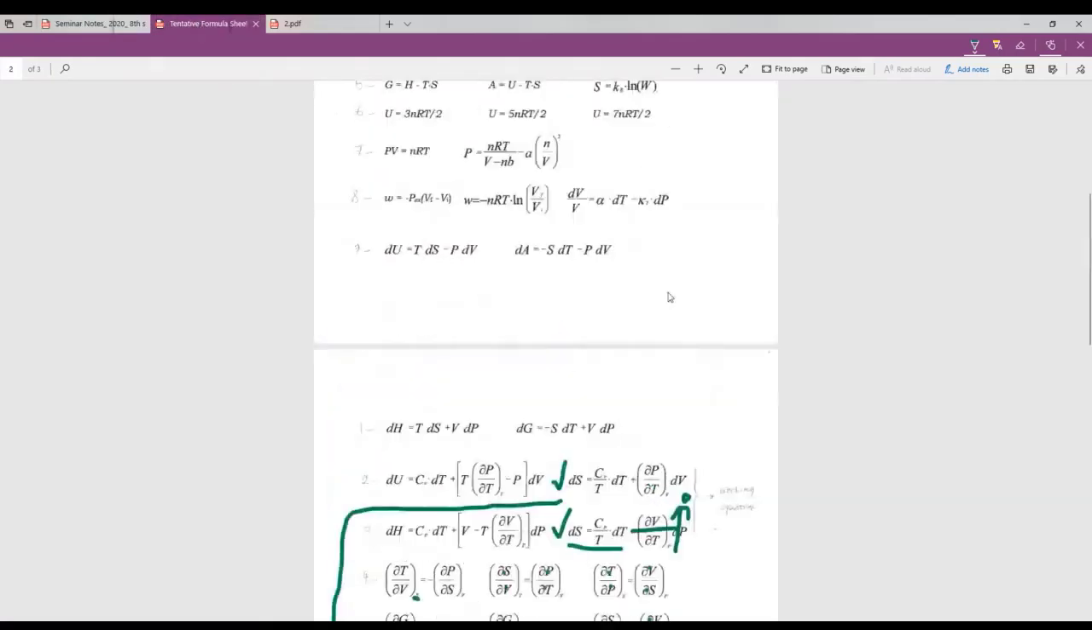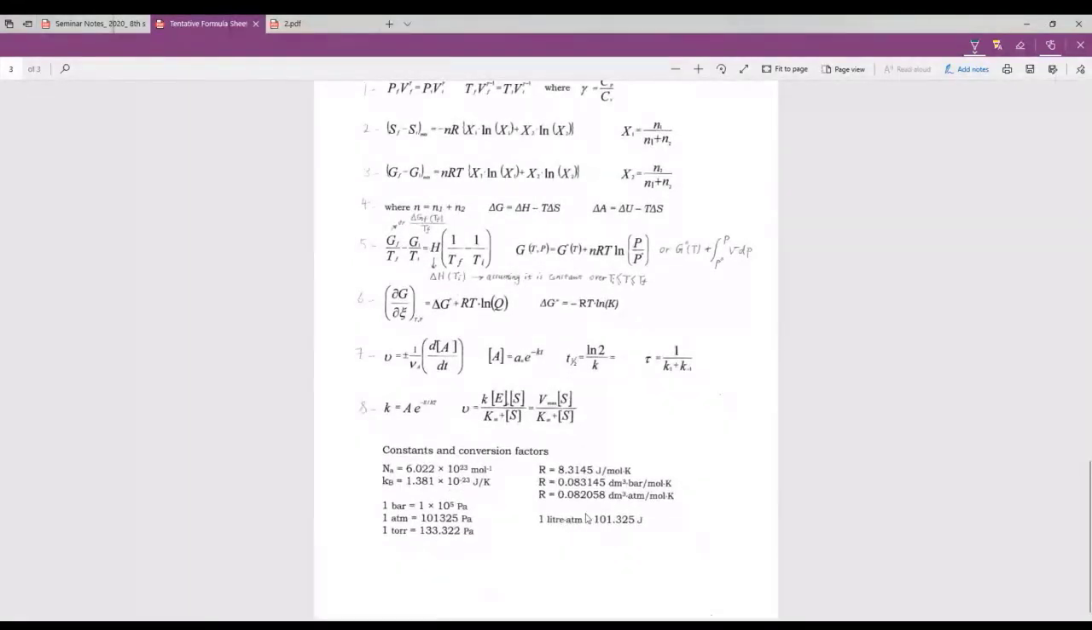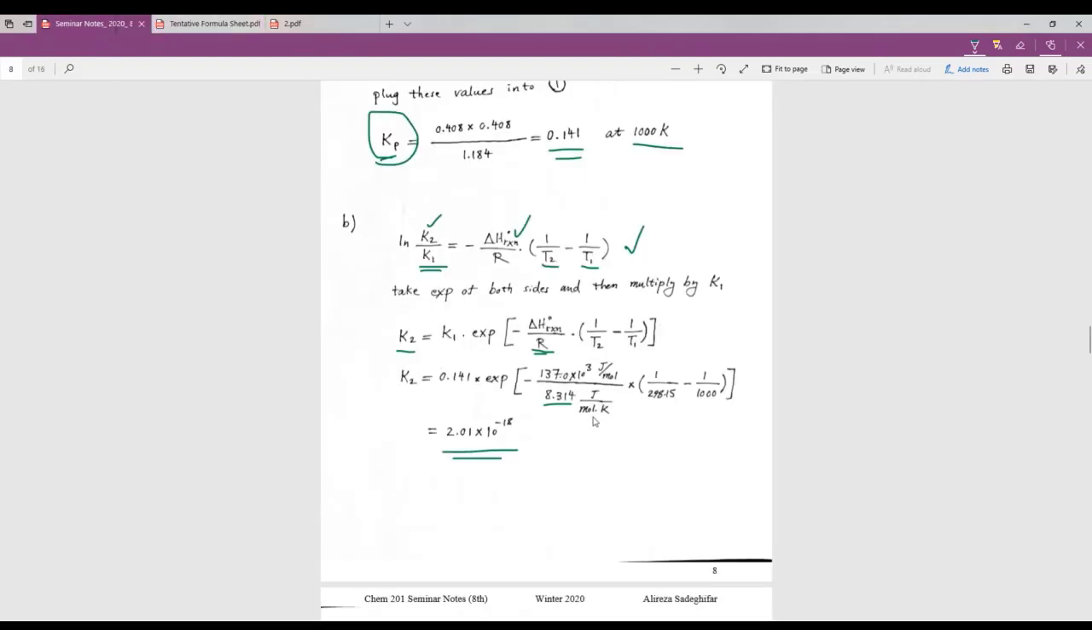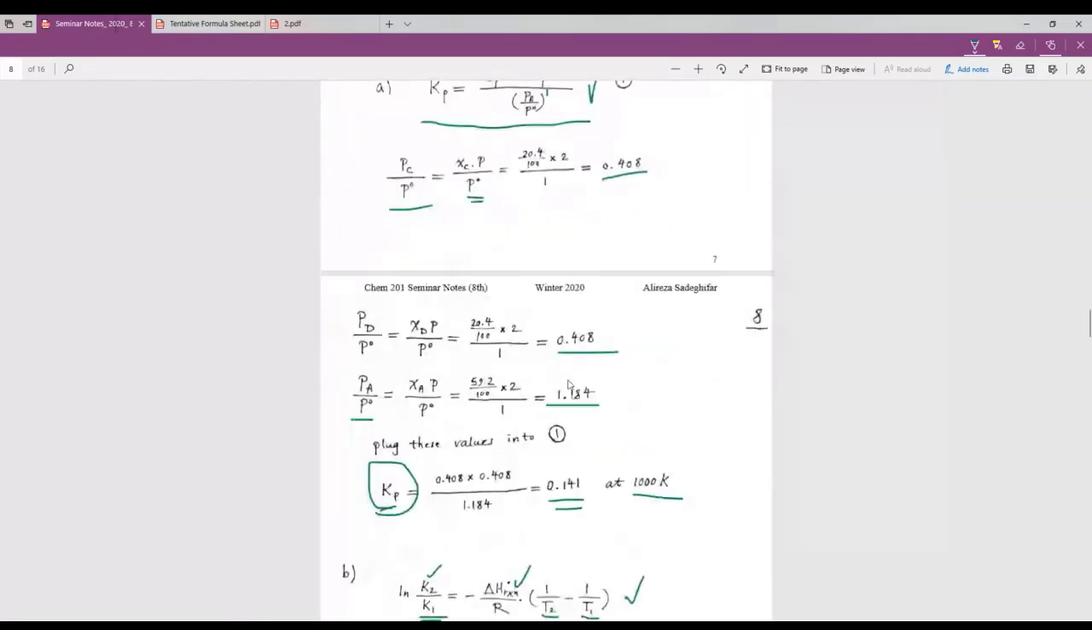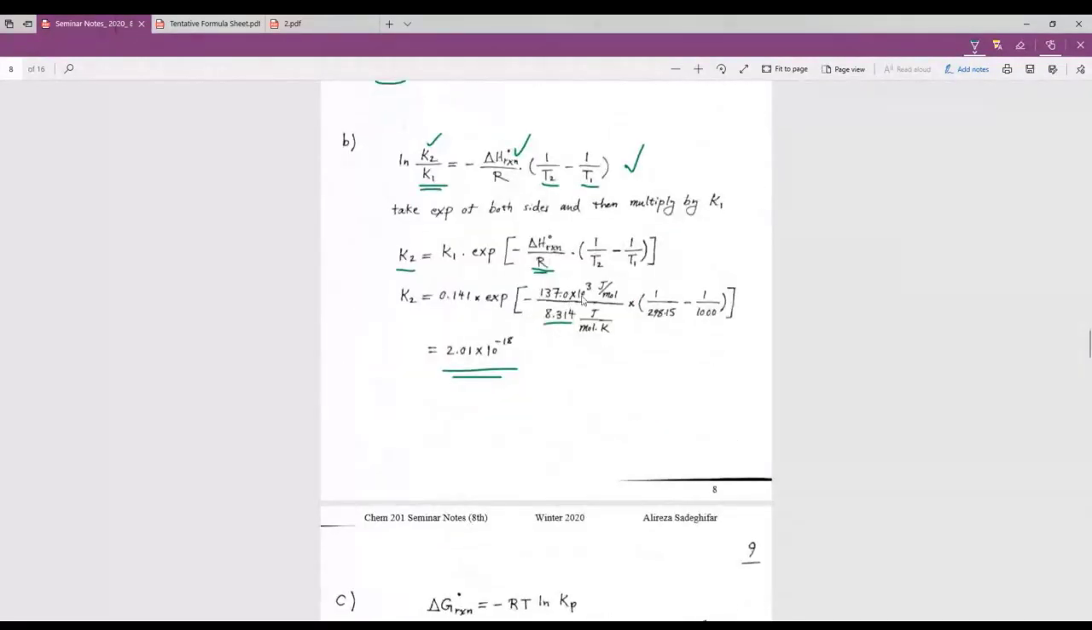So if I go back to the formula sheet, this is the R that I used here, this first one. It's 8.3145 joules per mole Kelvin. But that one was kilojoules per mole, so what I first did was I multiplied this by 1000. I converted kilojoules that was given in here to joules first, and then I plugged that value into this equation.